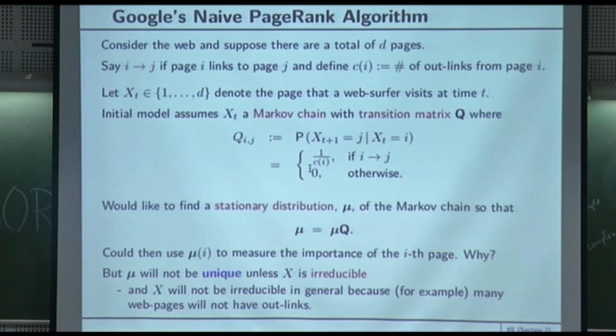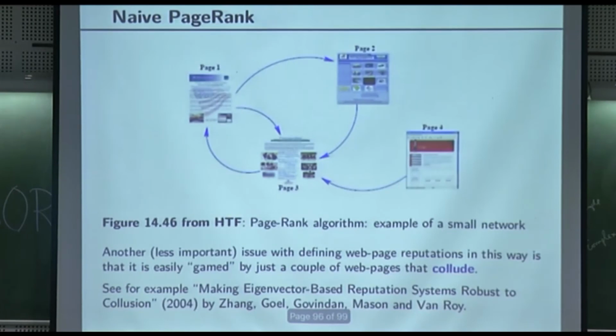Alright, so this is a problem. This naive implementation is a problem because the mu will not be unique, it's not going to be reducible, and in general many websites will not have outlinks, and you're going to get into trouble. Here's a particular example from that page. Another less important issue with defining web page reputations in this way is that it's easily gamed by just a couple of pages that collude. See, for example, a paper if you want to look at: making eigenvector based reputation systems robust to collusion. This is a paper by some people from Stanford. It's worth taking a look at how they do that.